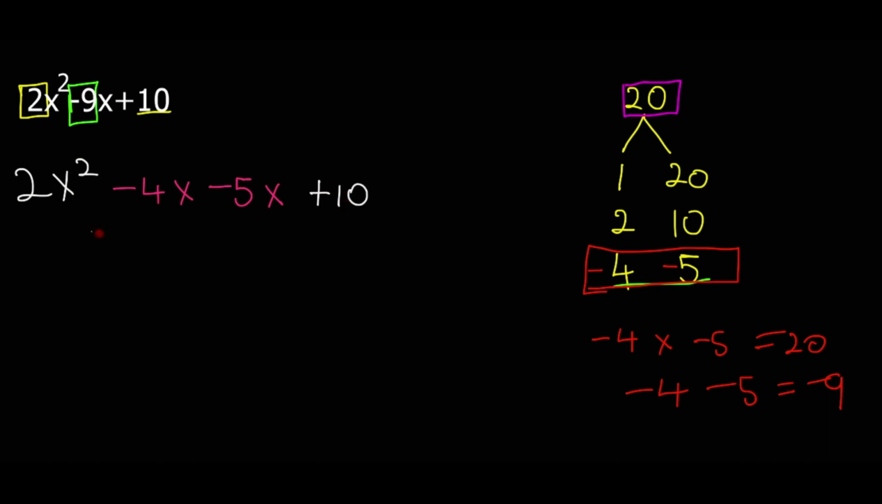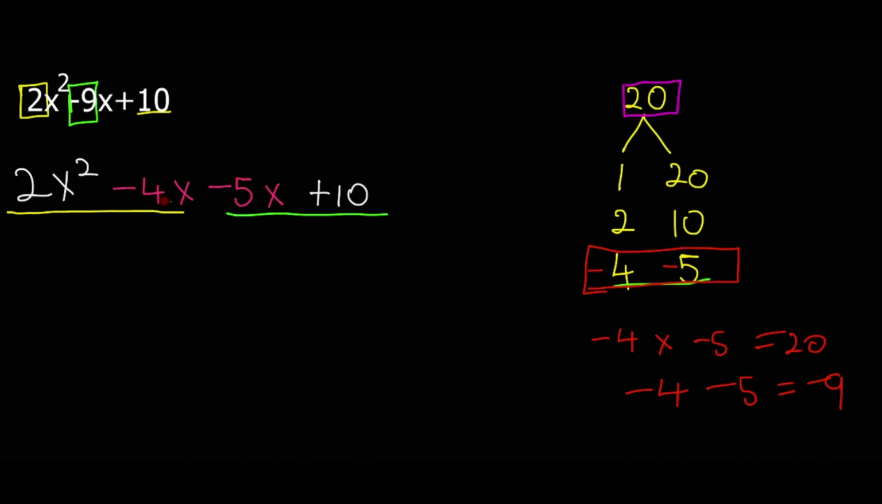And then from here we will factorize by grouping, because usually when a polynomial has 4 terms we factorize by grouping. We will group the first 2 terms and look for the highest common factor, and then group the last 2 terms and look for the highest common factor. It doesn't matter how I group them.